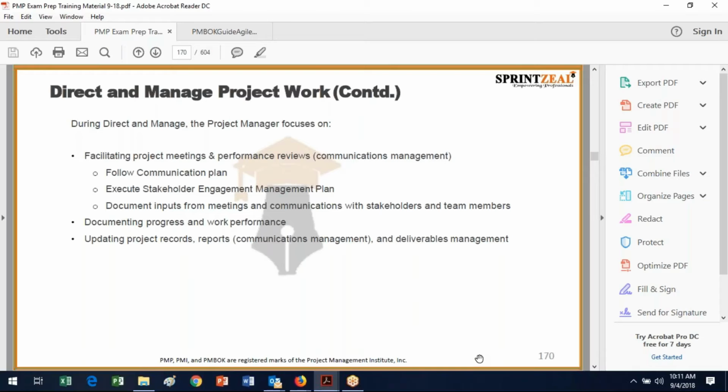And again, we want to follow the communications plan, the stakeholder engagement plan, because we've got to keep those stakeholders happy. And again, we want to document. So meetings and communications, and we'll talk about what should be formally and what should be informally documented later. And again, documenting the process, progress, and work performance, and then updating the project records. So as deliverables occur, we want to update those.